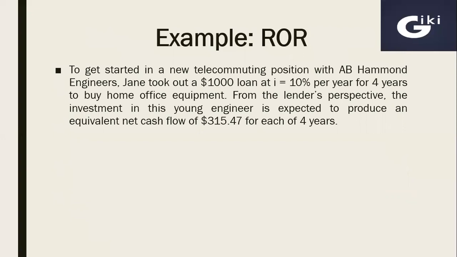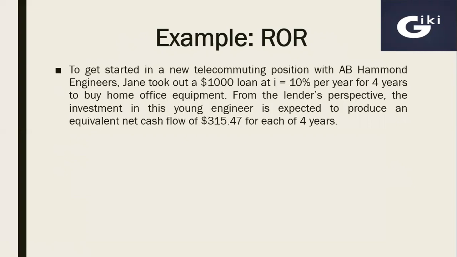So here is an example of rate of return. To get started in a new telecommuting position with AB Hammond Engineers, Jane took out a $1,000 loan at an interest rate of 10% per year for 4 years to buy home office equipment. From the lender's perspective, the investment in this young engineer is expected to produce an equivalent net cash flow of $315.47 for each of 4 years.